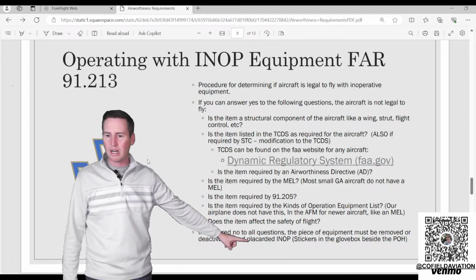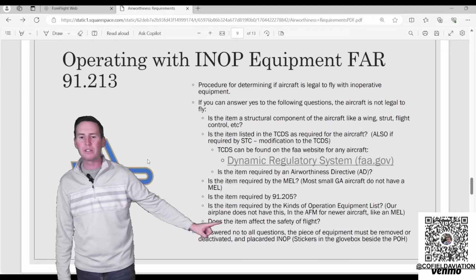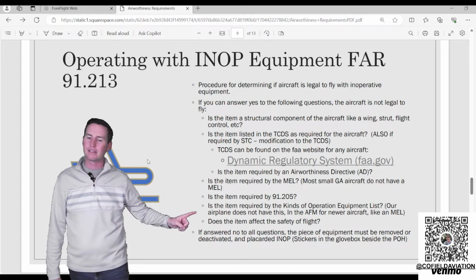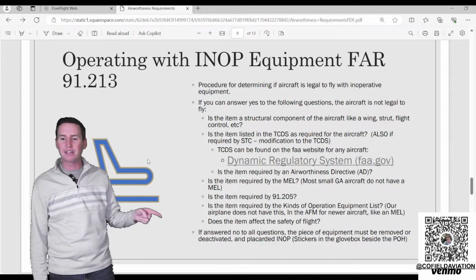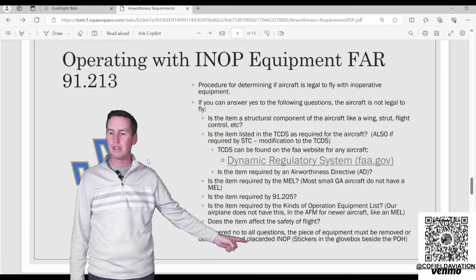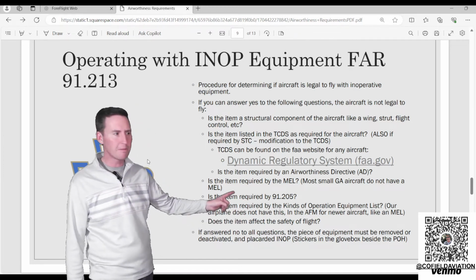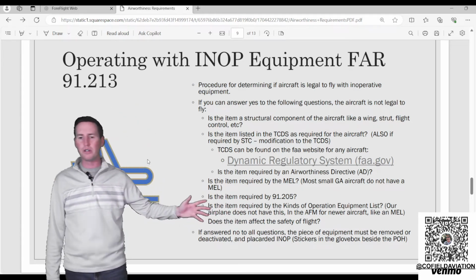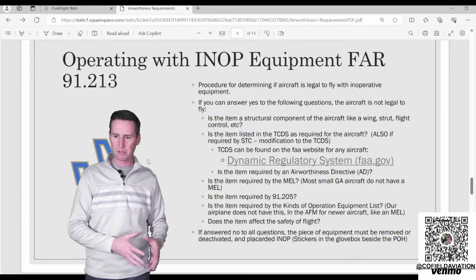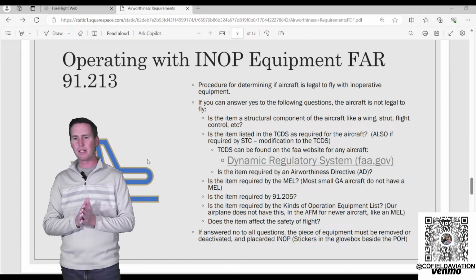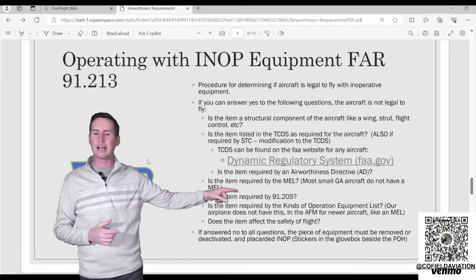Now, our airplane does not have a kinds of operation equipment list. However, it does have an equipment list. Now, what's the difference? The newer airplanes have a kinds of operation equipment list. Usually it's in the limitations section of your AFM. So if you've got a fairly new 172 or fairly new airplane, go look at the AFM, the approved flight manual. Look up the limitations. You can find the kinds of operation equipment list. Really nice and easy.